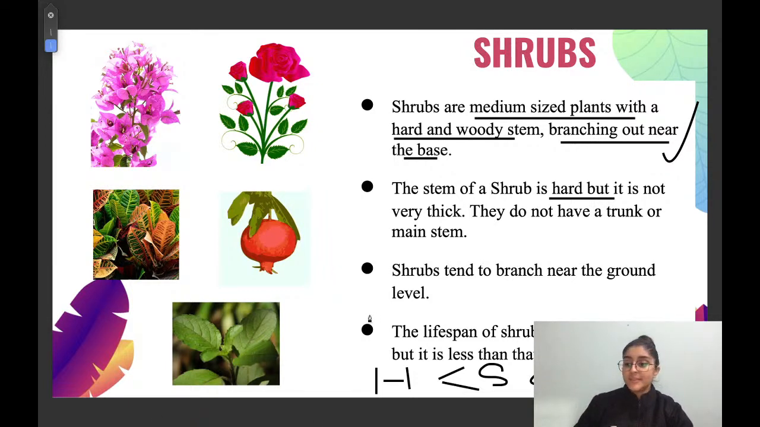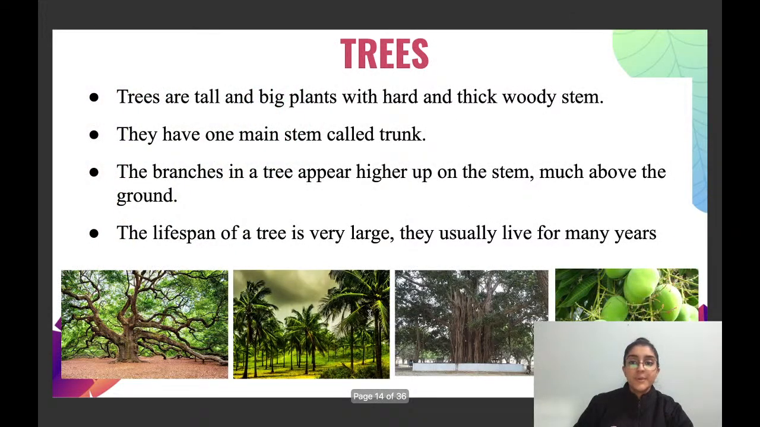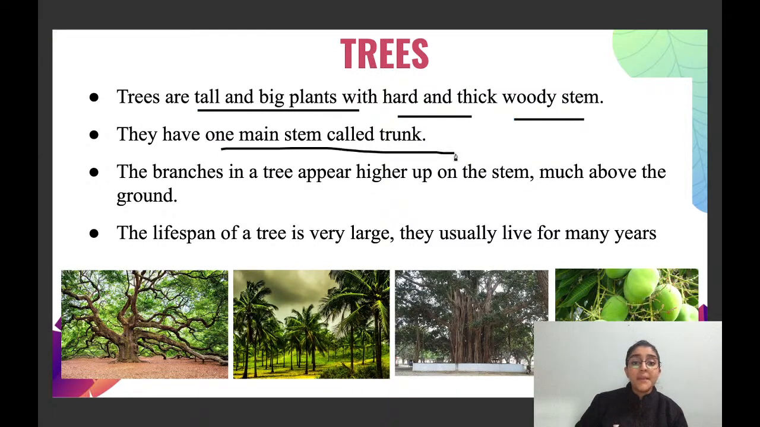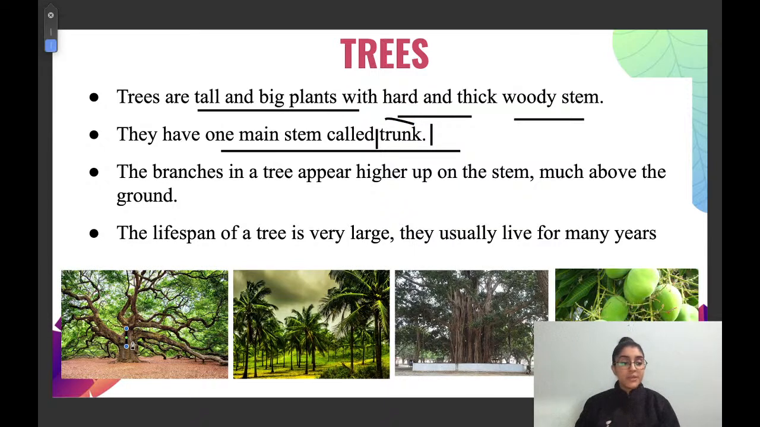Let's move on and study about the trees. So trees are the tall big plants that you can see all around you. They have a very hard and thick woody stem. They do have one main stem known as trunk that you people must be knowing already. So all these brown, large thick stems that you are seeing, that are known as a trunk. Trunk do have a bark as well. So there is a brown covering all over the trunk that actually protects the things that are inside them.